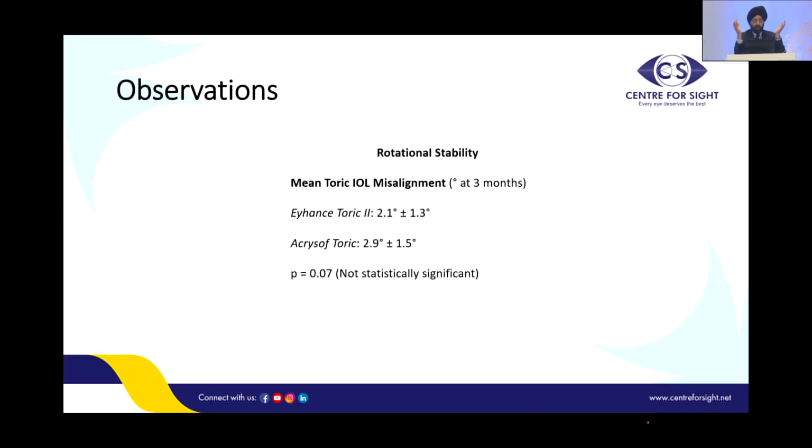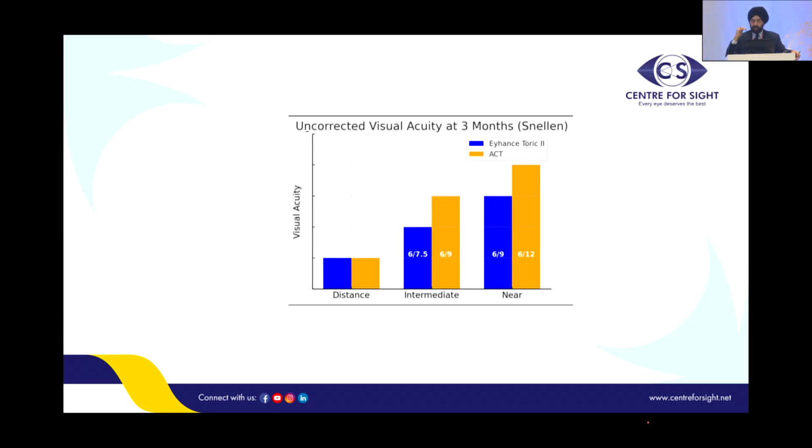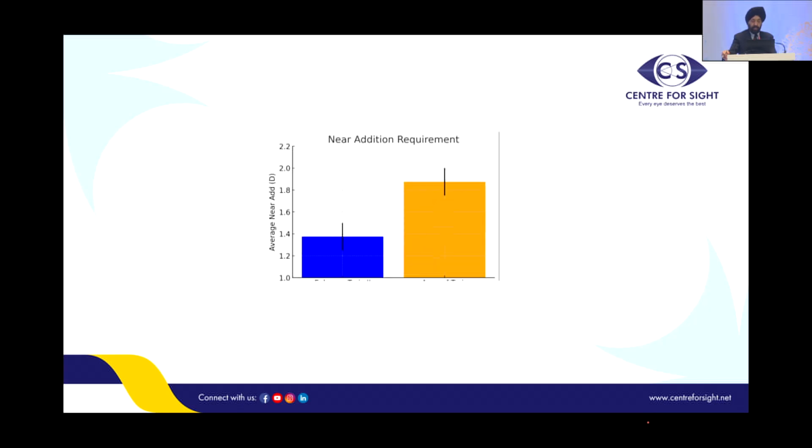So this is not statistically significant, but earlier the noise that was there is that you don't have stability in toric with the Technis lens. With the Technis 2, with the Eyhance 2, this is no more relevant because it is as stable. In our study, it was found to be a little more stable. But the real kick that came in was the uncorrected visual acuity at 3 months, when you're looking at the Snellen, there is no comparison. The distance visual acuity was comparable, but when you look at the intermediate and the near, you saw that the Eyhance Toric 2 performed much better than the Clareon toric.